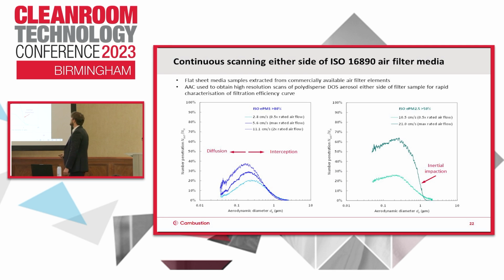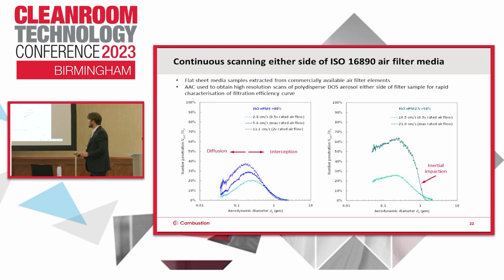What we've done here, we've used the AAC to scan upstream and downstream of these HVAC media samples. So these are two examples of air filters for general ventilation. Again, you can see clearly in these penetration plots, this is for three different face velocities, where the middle one corresponds to the maximum rated airflow through the filter remnant, and then double and half of that flow. But you can clearly distinguish the action of two filtration mechanisms, diffusion, capturing the smallest particles, and interception, the larger ones.